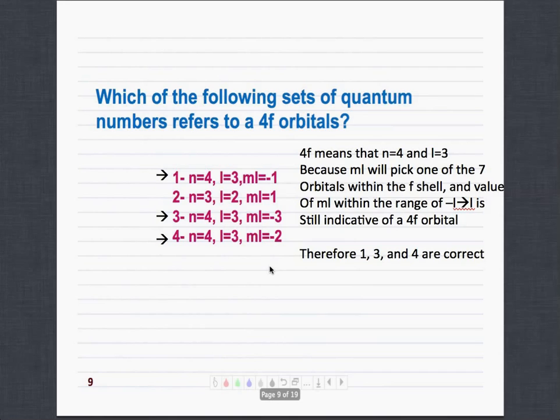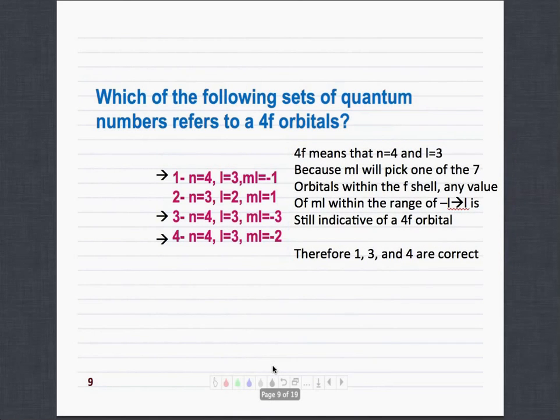Okay, I'm gonna stop the clock here and check. So I have 1, 3, and 4 as 41%. 1, 3, and 4 are the right answers. 3 of them represent a 4f orbital. Okay, let's see how come. For the first one, n equals 4, that's right. L equals 3, that represents an F. ML equals -1, yes. So we're talking about one of the 7 orbitals in that subshell.